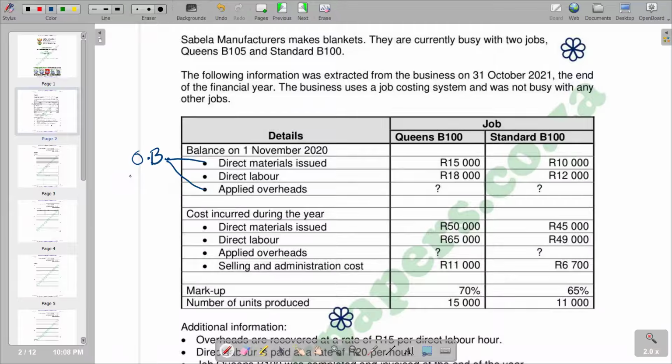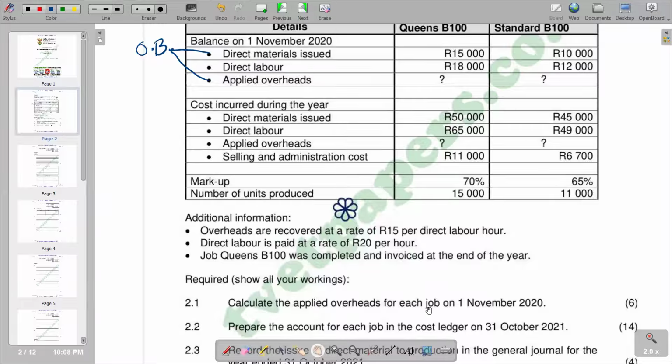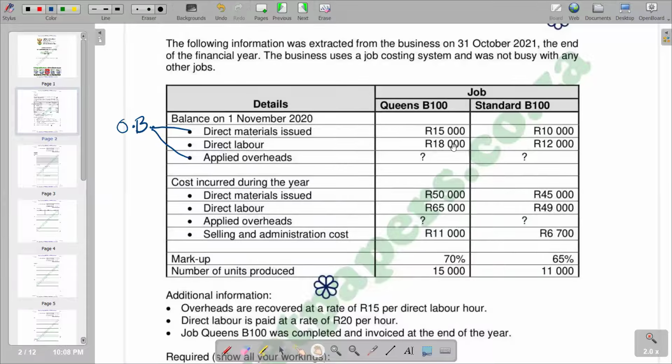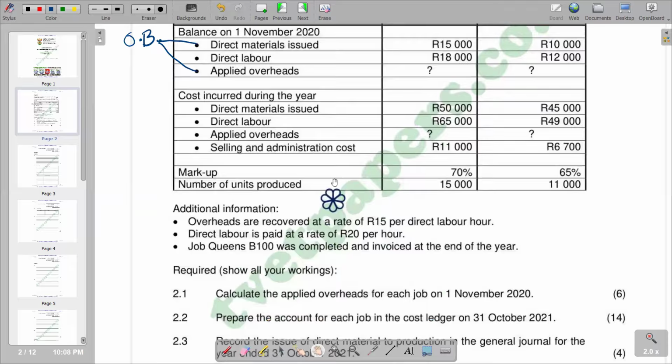So that's where we are going to base our calculations for our first question, which says calculate the applied overheads for each job. So basically, we're going to say 50,000 plus 18,000 plus the applied overheads will give us the total for the opening balances. So if you say 15,000 plus 18,000 plus the figure for applied overheads, you will get the opening balance for each job. But in particular, 2.1 needs us to calculate the applied overheads, so we are only calculating where we have the question mark.